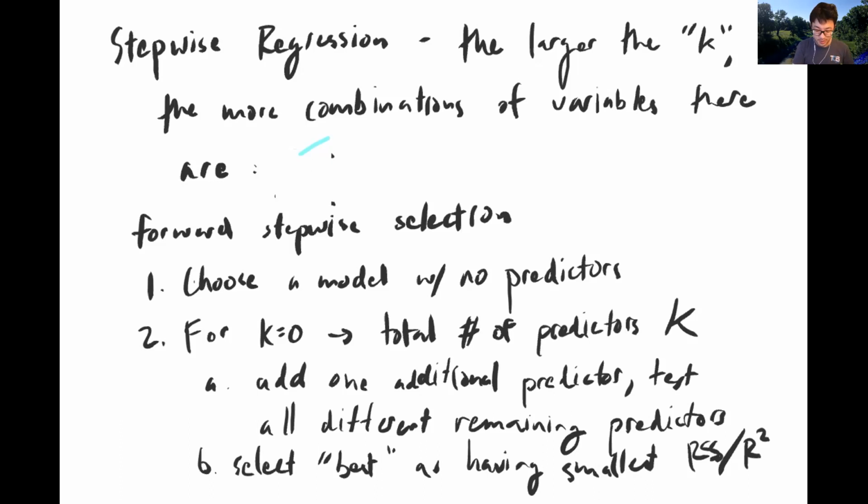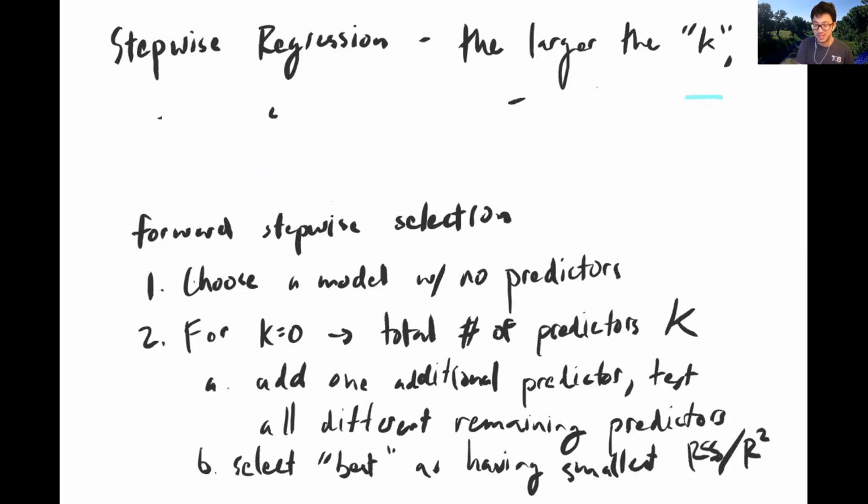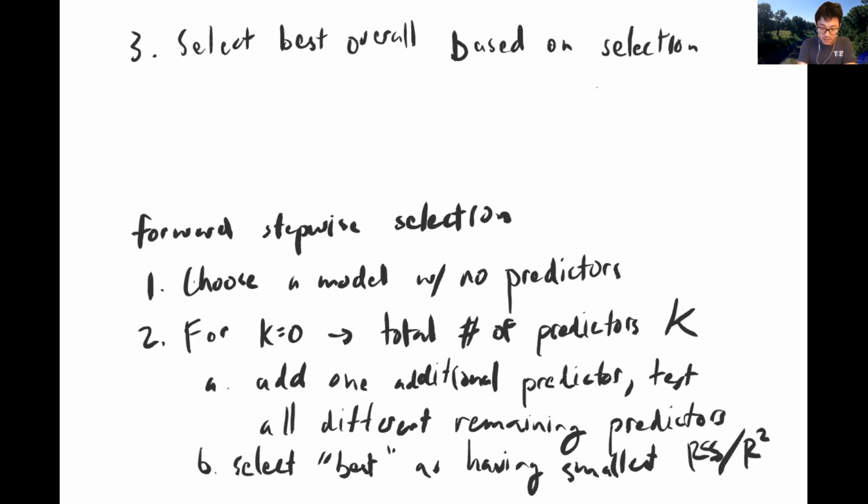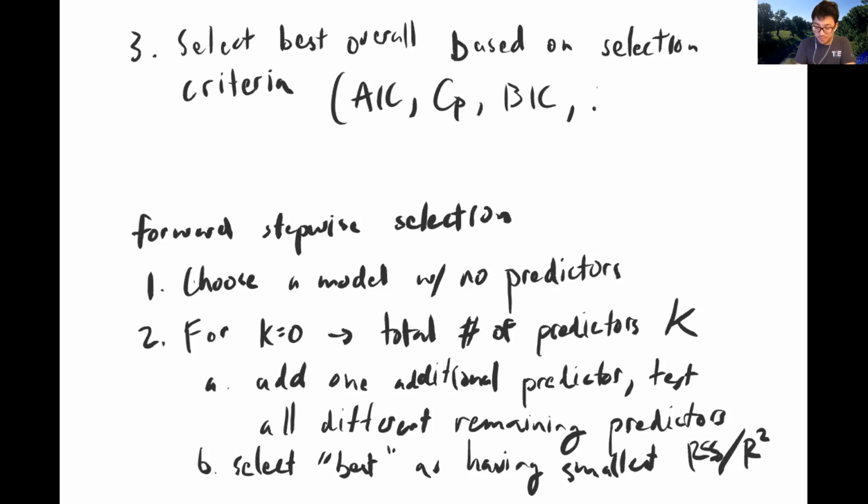Okay, I'm kind of running out of room, so I'm actually going to wrap around the top so that we can keep it all on one whiteboard for now. And then 3, select best overall based on selection criteria. So this might be your AIC, CP, BIC, and possibly even adjusted R squared. I personally would not suggest doing the adjusted R squared, but okay, so what's going on here?